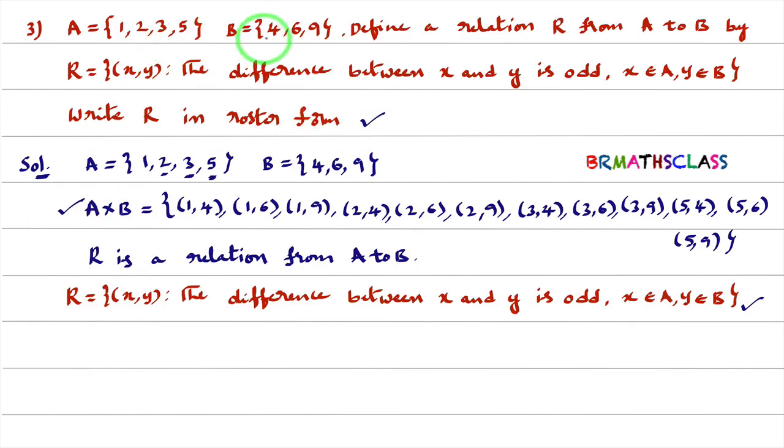They are given set A and set B, and they say R is a relation from A to B, defined like this. In the question they are asking to write R in roster form. Now I want to write this R in roster form.